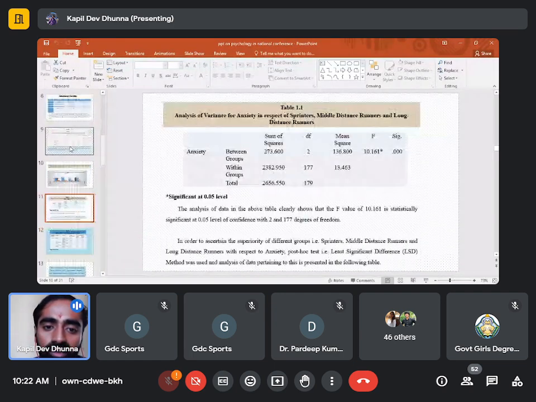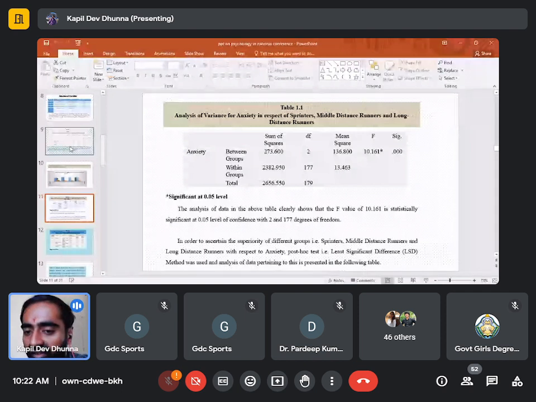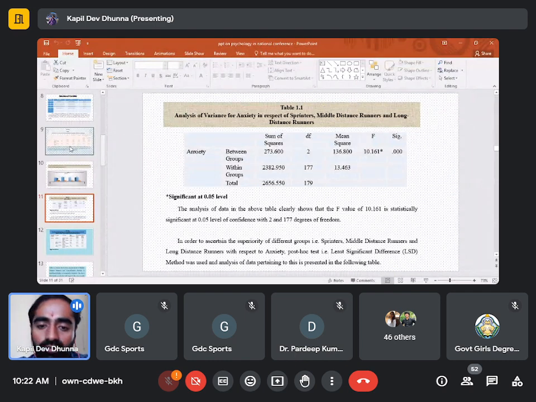This is the analysis of variance. One way ANOVA we applied. There are two groups, between the group and within the group. Between the groups the degree of freedom is 2, and within the group the degree of freedom is 177. So we have the F value of 10.161 and our P value is 0.00. So this F value is statistically significant at the 0.05 level of confidence.